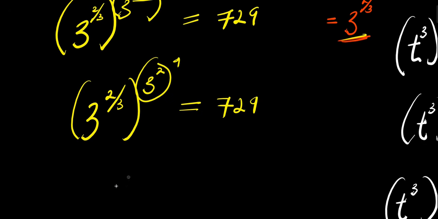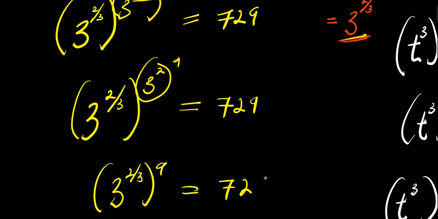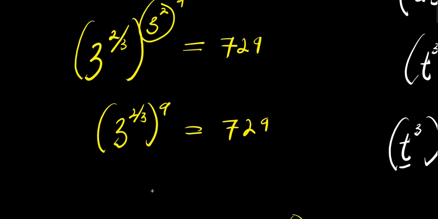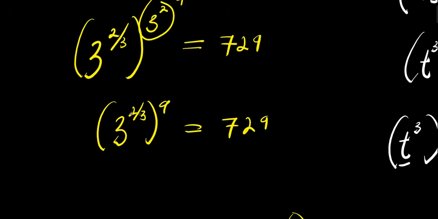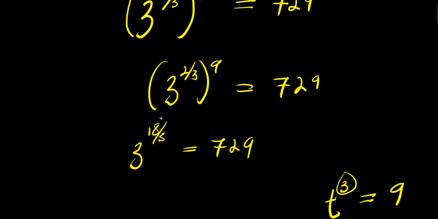This is 9. So we have 3 power 2 over 3, to the power of 9, equals 729. So from here, 9 times 2, 18. 18 divided by 3. So we have 3 power 18 divided by 3 equals 729. And 18 divided by 3, this is 6. 3 power 6 equals 729.